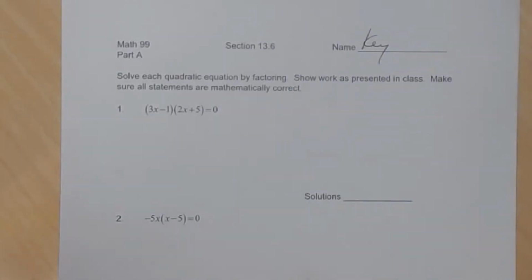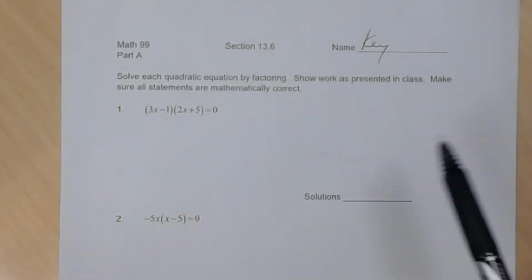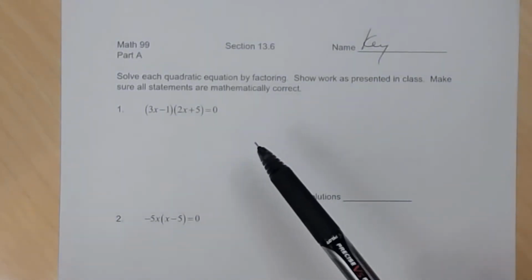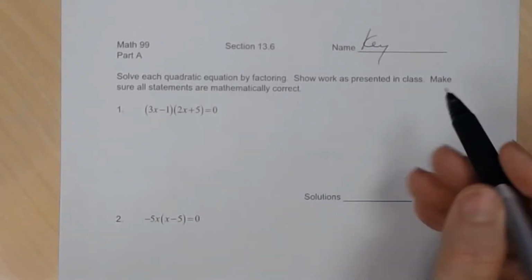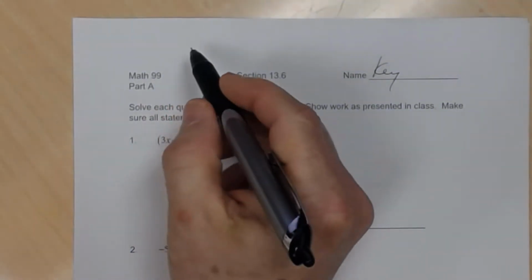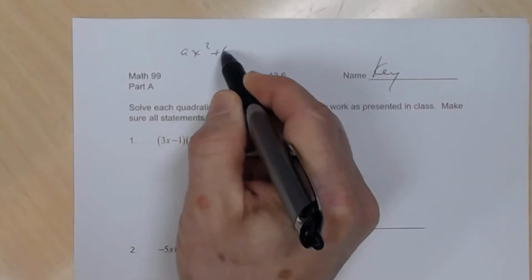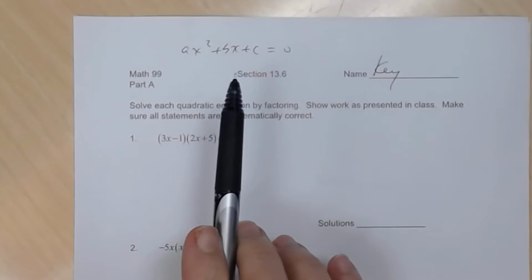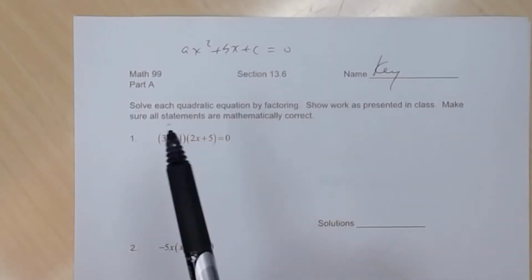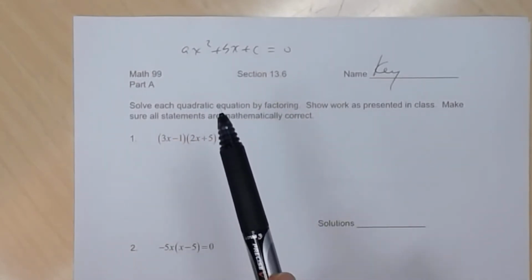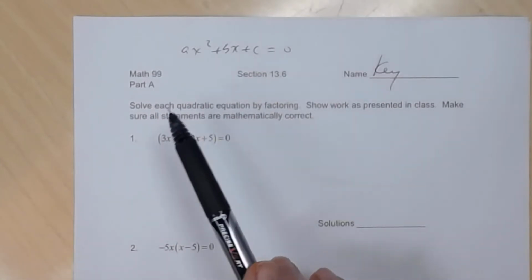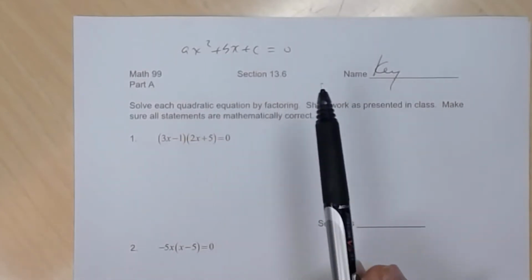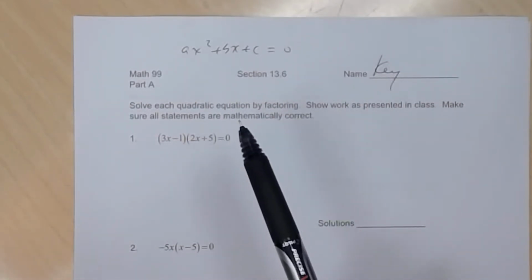Okay, so this is the key to worksheet 13.6 part A, and on this worksheet you're solving each quadratic equation by factoring. Remember, a quadratic equation has this form, ax squared plus bx plus c equals 0. In the quadratic equations in part A and part B, the equations are factorable. In a future section, some of these equations will not be factorable, so you're going to use the quadratic formula.